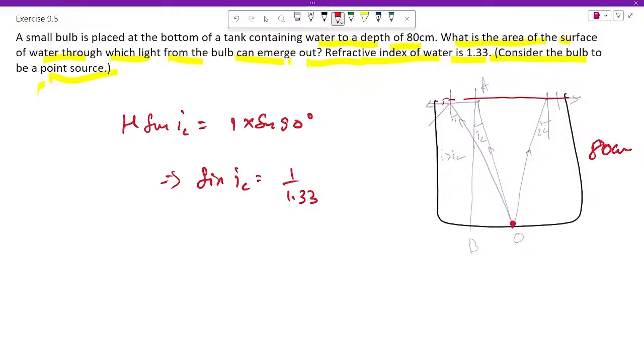Now IC will be sine inverse of 1 by 1.33, and this will come out to be equal to 48.75 degrees. So we have got the value of IC in this triangle AOB. Now in order to find this area, we must know the radius, that is OB, so that we can find the area.